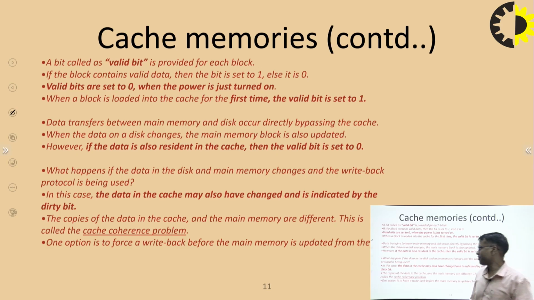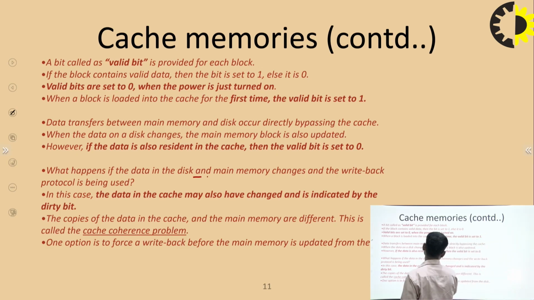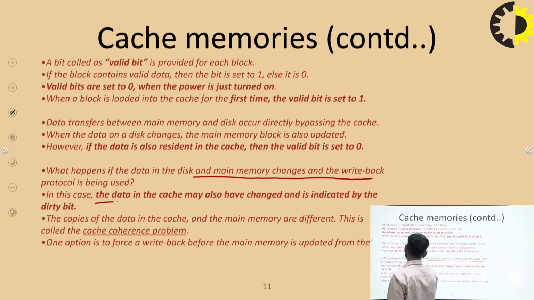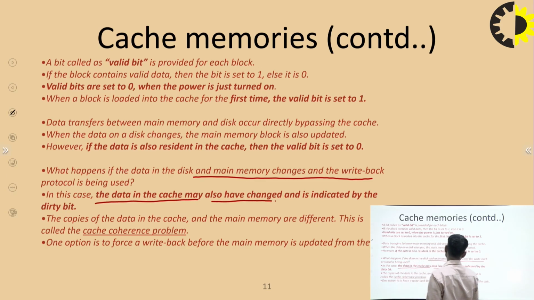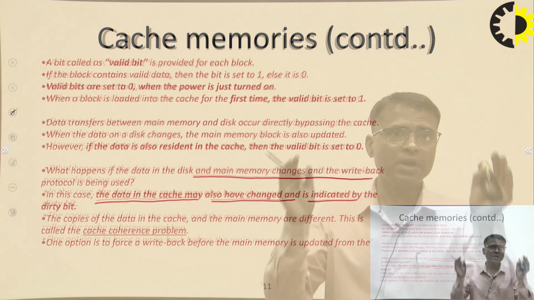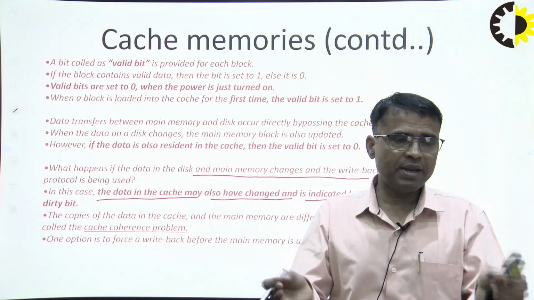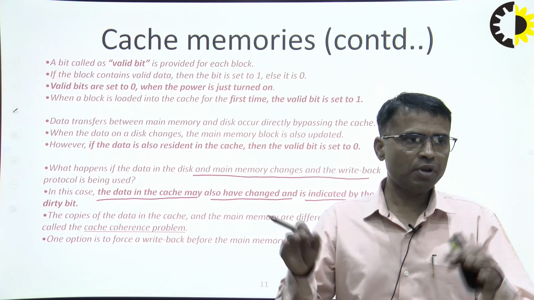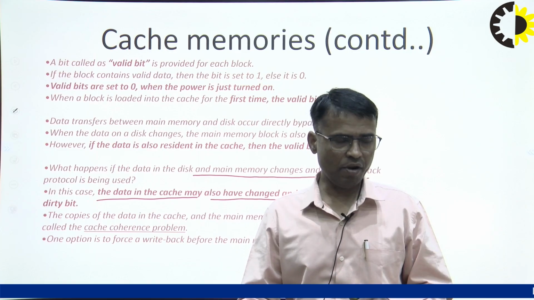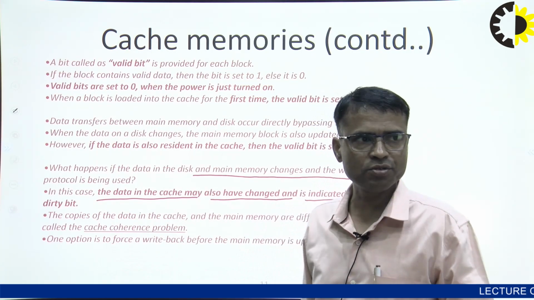Fine. Likewise, what happens if data on the disk and main memory changes and the write back protocol is being used? In that case, data in the cache may also have been changed, and this is indicated by the dirty bit. So students, you must understand the role of the dirty bit. It indicates the status of the block available in the cache, whether it is usable or not usable. So the processor will look first at the dirty bit, then decide whether it has to read it or not.